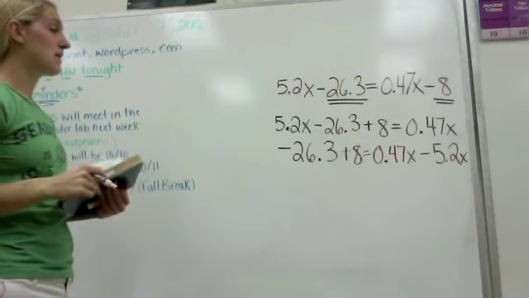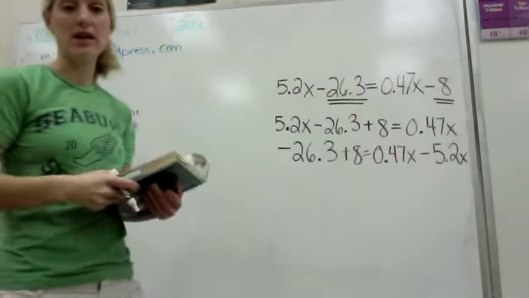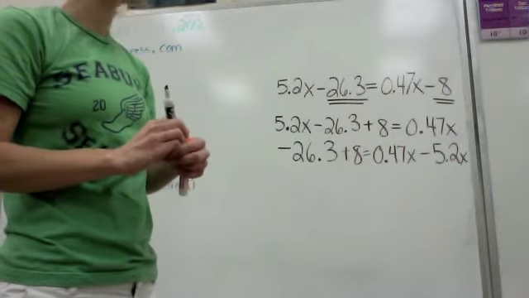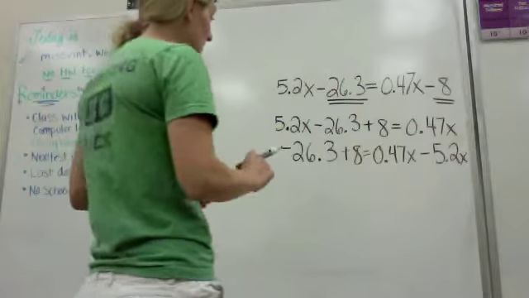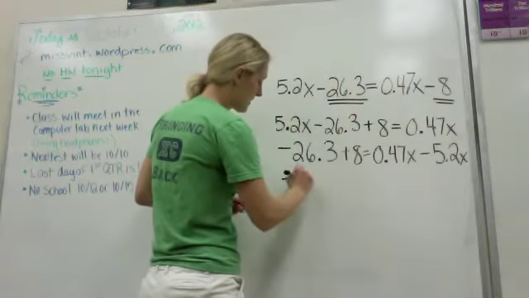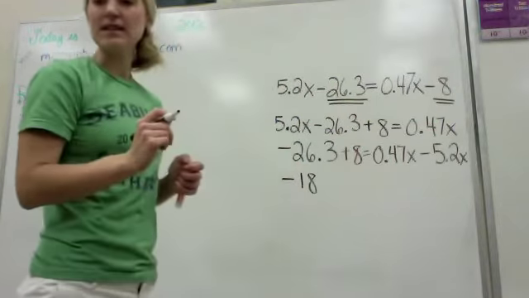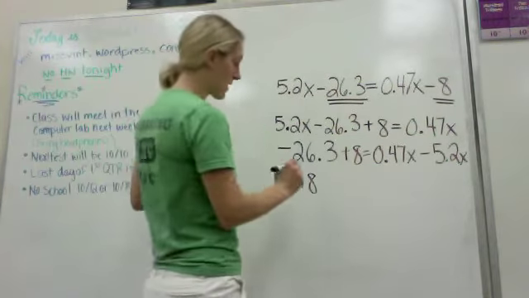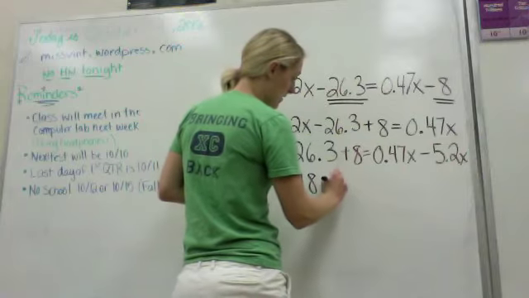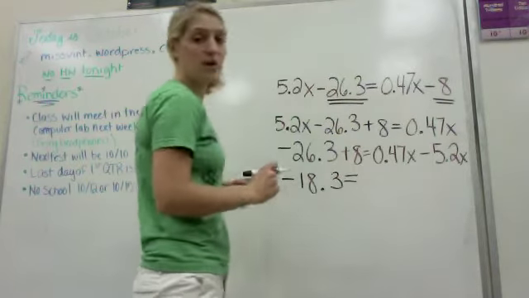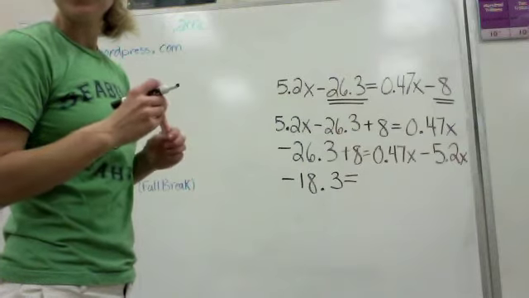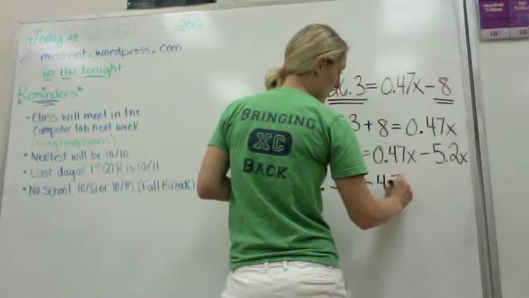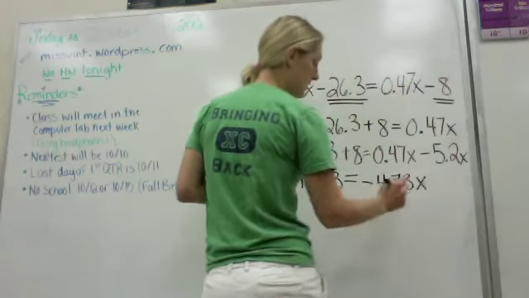At this point, you may absolutely use your calculator, okay? You're going to just go ahead and combine your like terms. So over here, I'm going to get negative 18.3 equals, and it's going to be negative 4.73x.